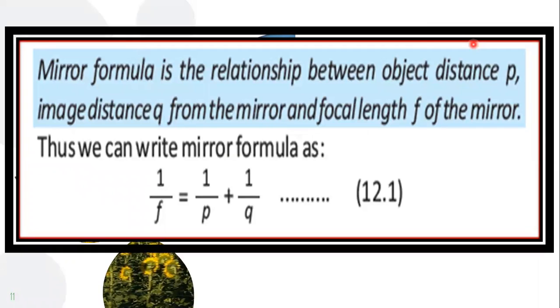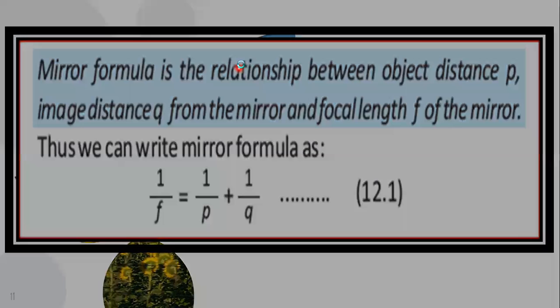But the question is how you will find, when we are using the concave mirror or convex mirror, where the image will form and which type of image is formed. We will find this with the help of a formula, and this is the formula.